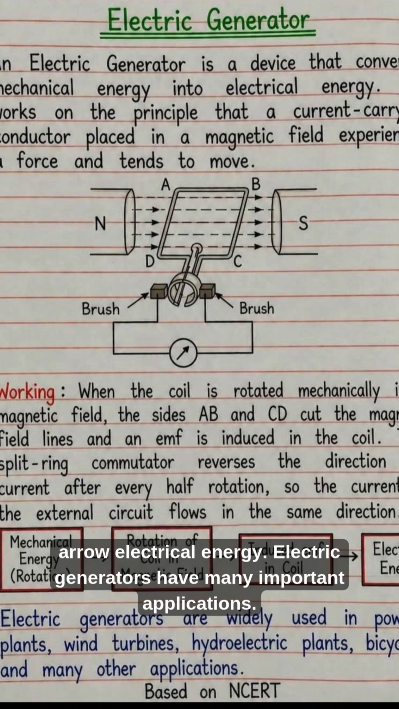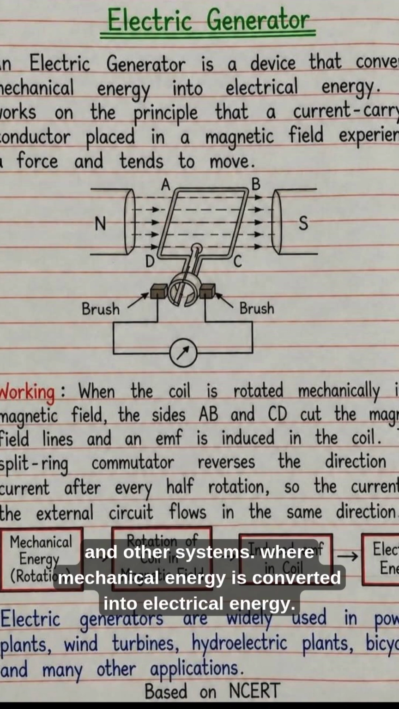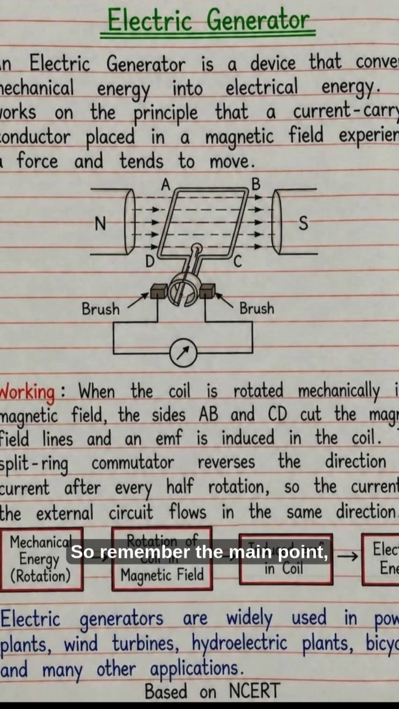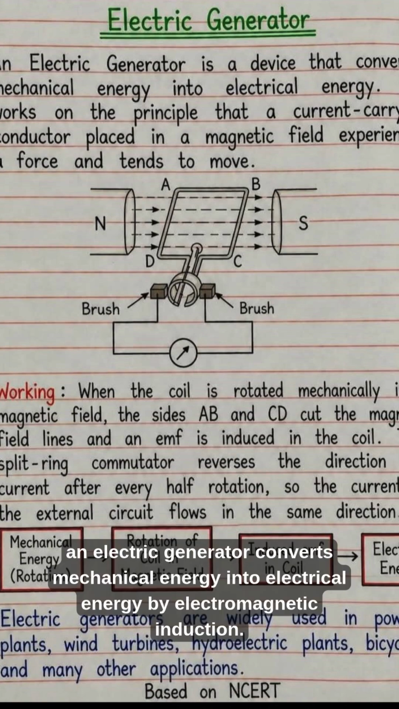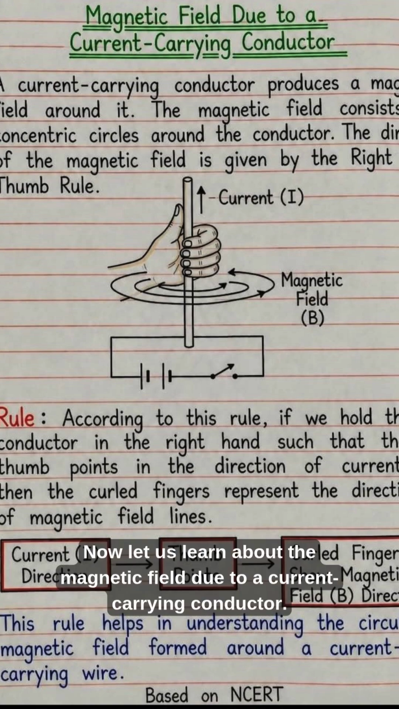Electric generators have many important applications. They are used in power plants, wind turbines, hydroelectric plants, and other systems where mechanical energy is converted into electrical energy. So remember the main point: an electric generator converts mechanical energy into electrical energy by electromagnetic induction. Now let us learn about the magnetic field due to a current-carrying conductor.